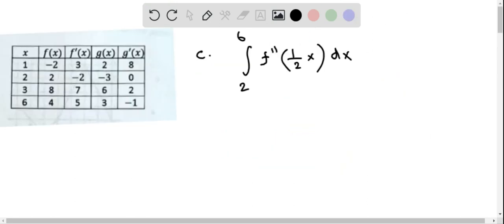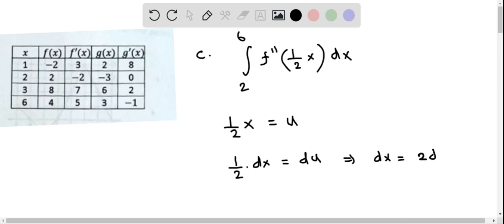In part C, we evaluate this integral, that is the definite integral from 2 to 6 of f double prime of half x dx. We are going to integrate this by the method of substitution. First I'm going to put half x equals u. Now I take the differentials on both sides, so I get half times the differential of x is dx, and the differential of u is du. This implies I can solve for dx, that is dx equals 2 du. This means I can now replace this dx by 2 du, as well as this half x by u.